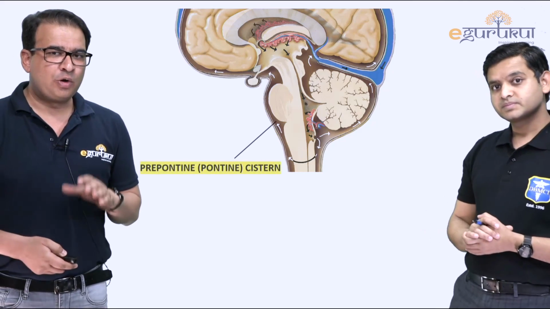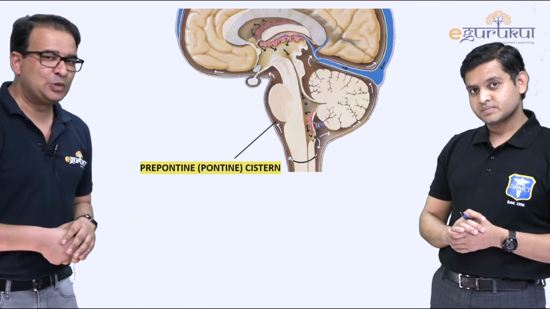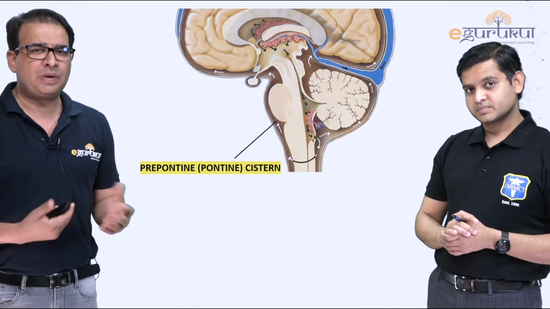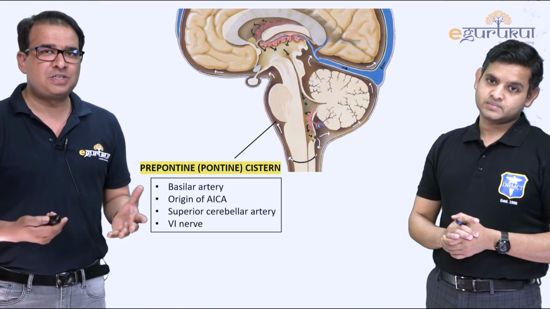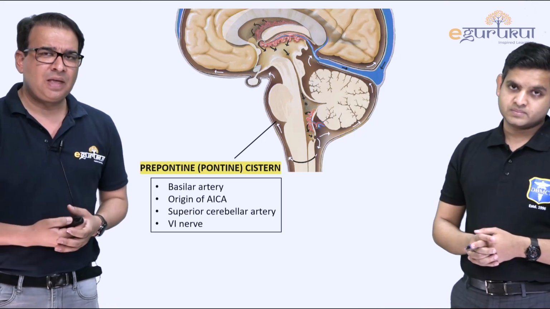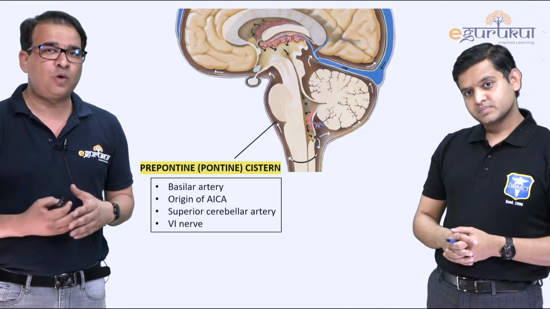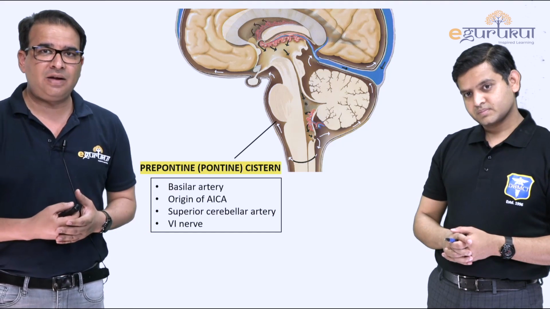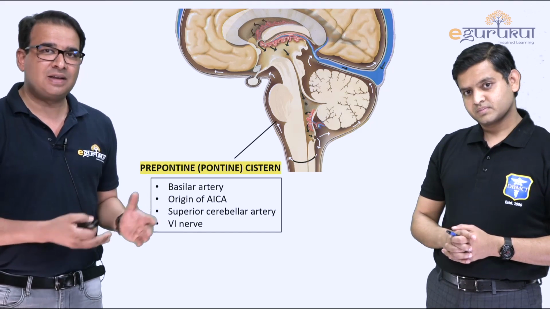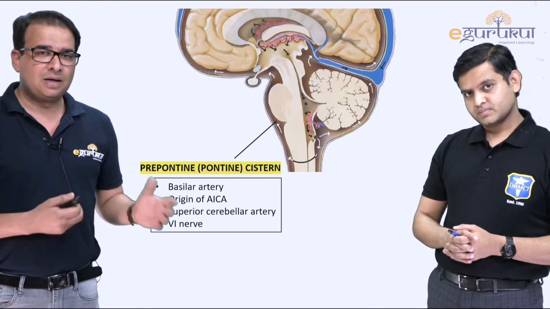So moving on in this series of the cisterns, as Dr. Ajay told you about the CP angle cistern, now we move on to the more anterior part. The cistern present in front of the pons is called the prepontine or simply the pontine cistern. This pontine cistern has a major blood vessel, the basilar artery, and a few arteries originating from the basilar artery, like the anterior inferior cerebellar artery, the same one that we just saw in the CP angle cistern.